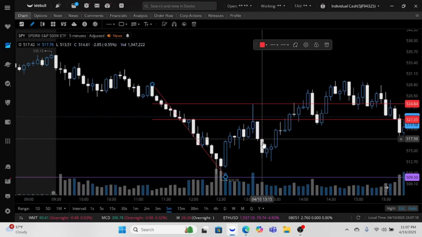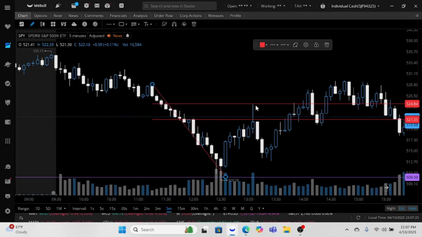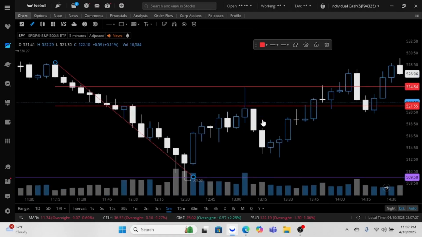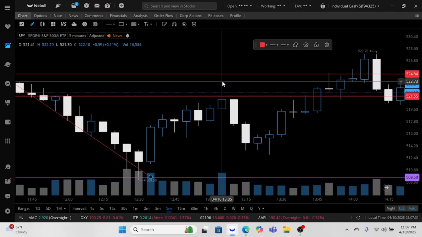Now look at this. Price comes directly up to the fib, top of the fib, and comes down. Is that random? Is that random right there?